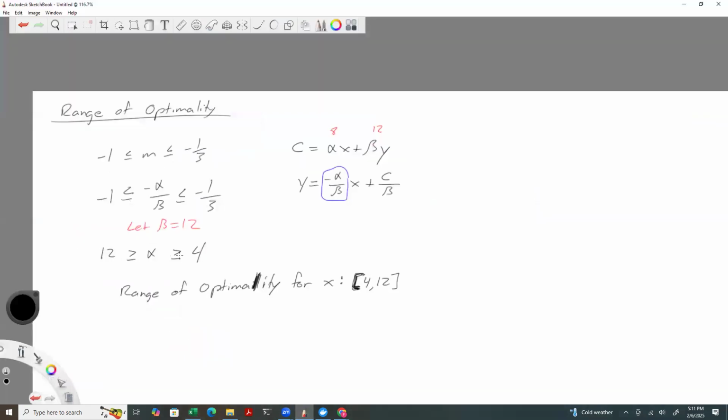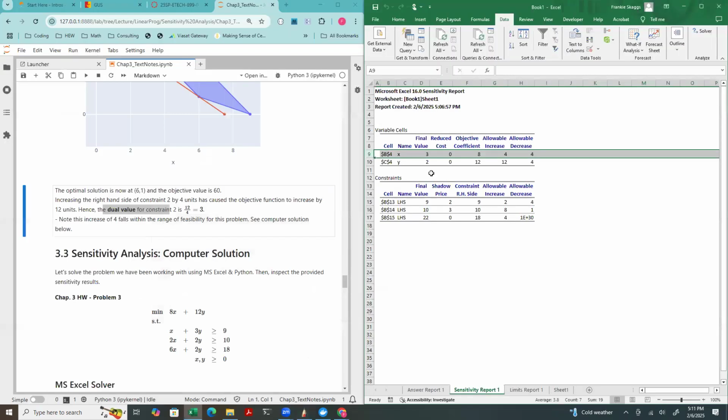And we said it ranged between 12 and 4. Well, it's presented slightly differently, but it's the same information here. Here's the allowable increase of 4. Well, that increase is applied to the current value of the objective function coefficient. So 8 plus 4, there's my 12. That's the upper bound of the range of optimality.